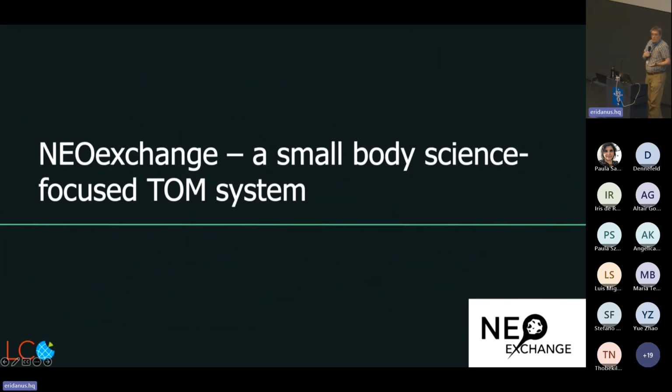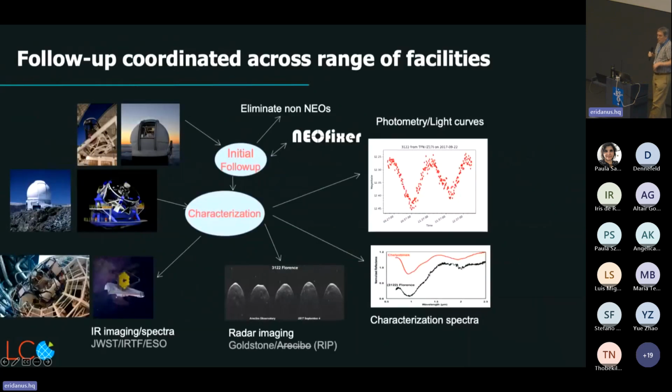So as an example, I'm going to talk a little bit about NEO-Exchange, which is our small body science focused TOM system that we have built at LCO. So NEO follow-up is coordinated across a range of facilities. We have candidates that come in. These are primarily Pan-STARRS and Catalina at the moment. These require additional follow-up to confirm that they're actually NEOs, and this is where NeoFixer, built by the Catalina Sky Survey, comes in to handle that.